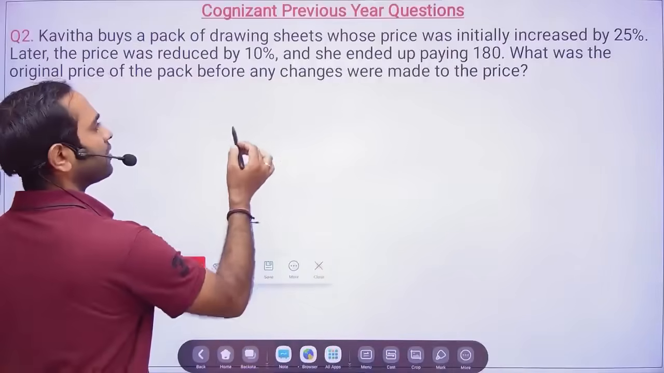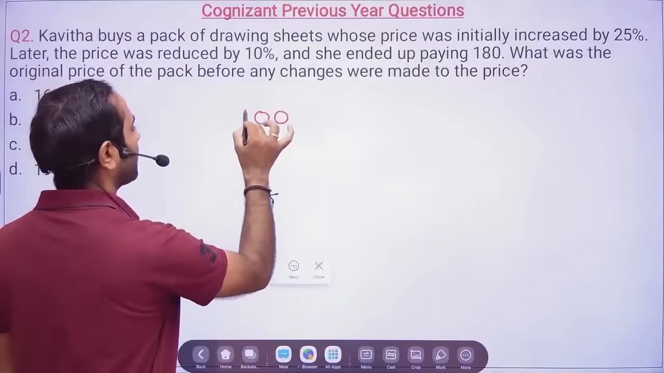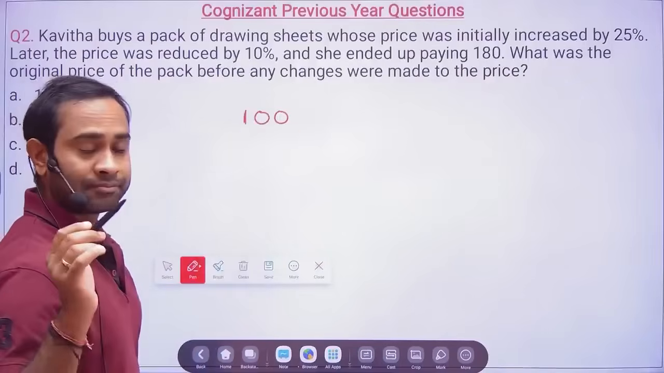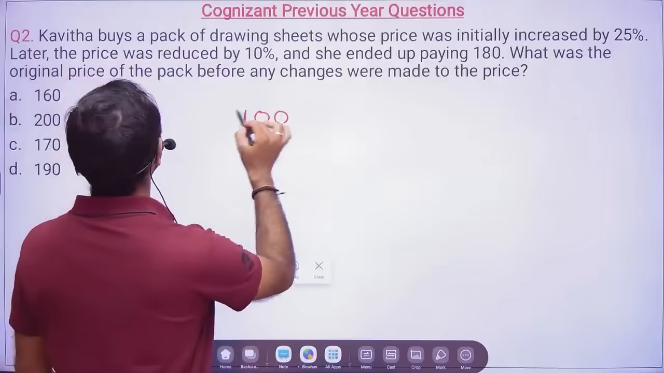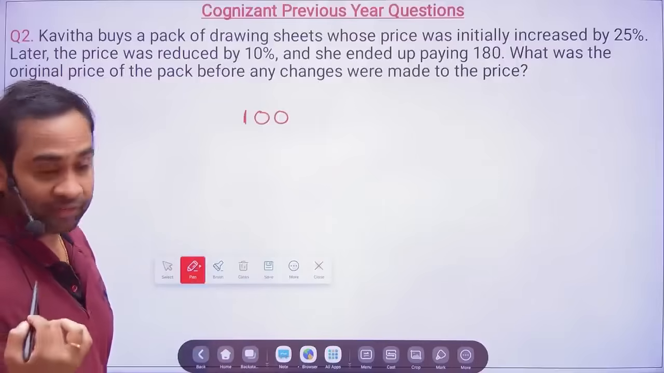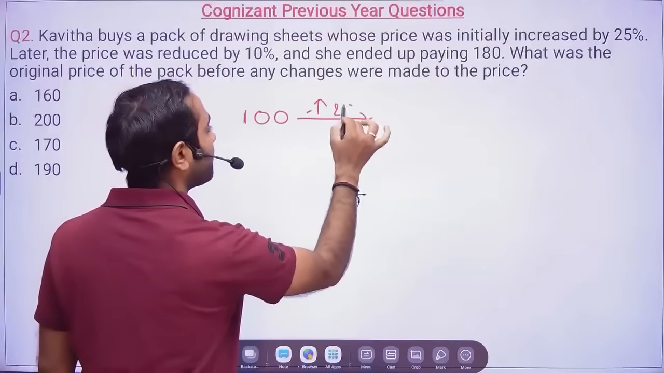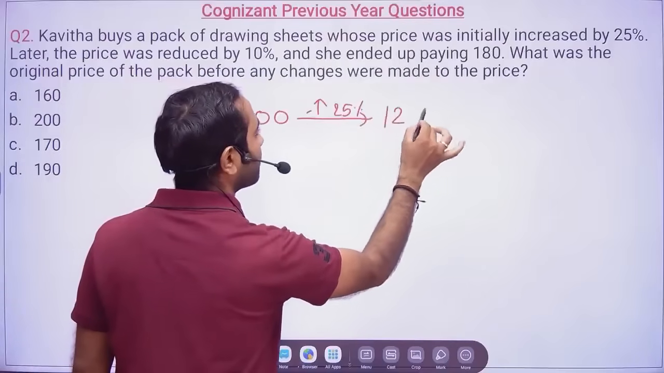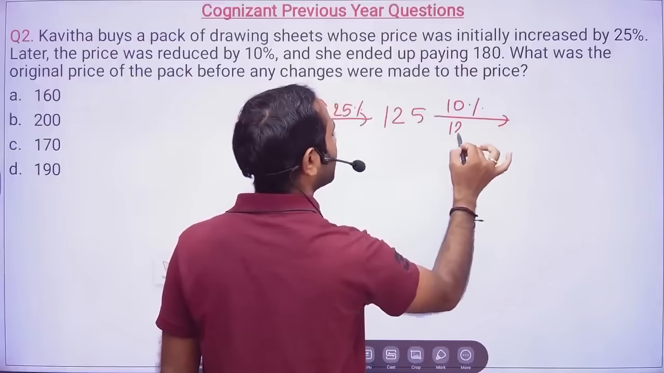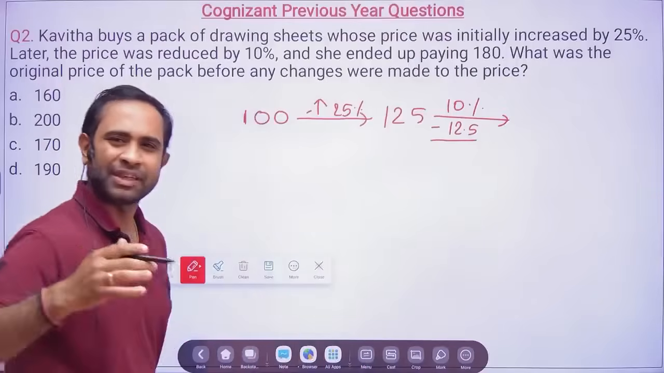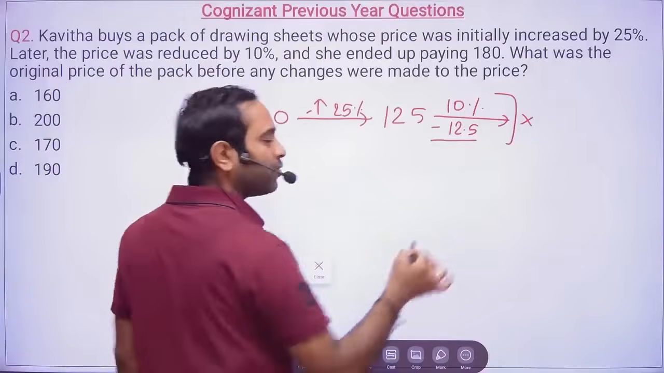So, suppose the price is 80 rupees. See, you can take 100 also, but with 100 what will happen? Suppose Kavita, 100 rupees, she bought a drawing sheet. In that, the price increased by 25%. So 25% means how much it will be? Sir, 125. And then the price was reduced by 10%. So 10% of this is nothing but 12.5. So you do not have to get into decimal and all.